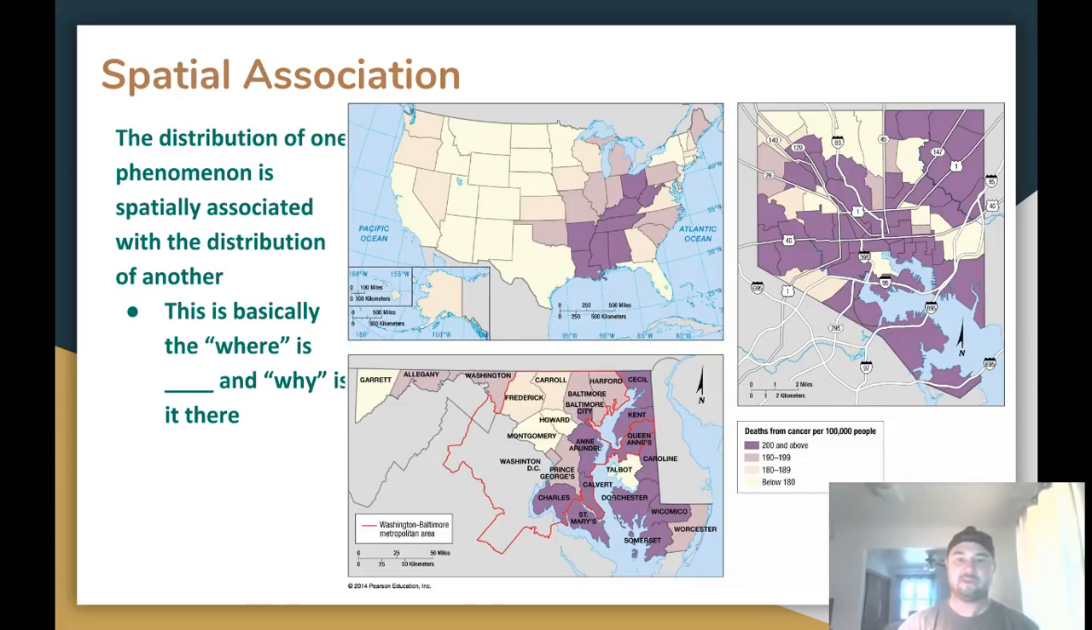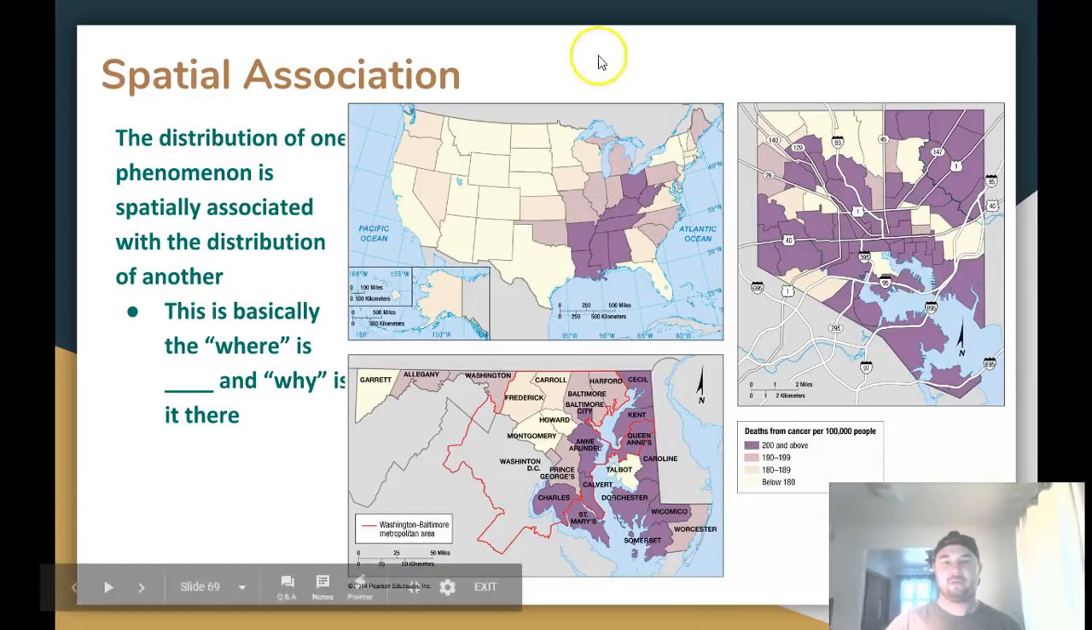Now, spatial association, again, is taking one idea and trying to find out why it's associated with something. So we have cancer rates here. Why? Because this is where we have a lot of factories. All right. Why is this part of Maryland that actually doesn't have a lot of cancer rates? Why do you have a lot here? Because of the Chesapeake Bay, you have a lot of ships coming and going. You have a lot of factories right on the Chesapeake Bay.